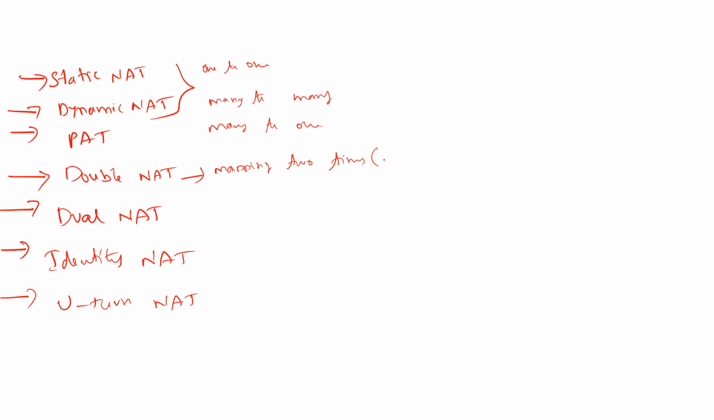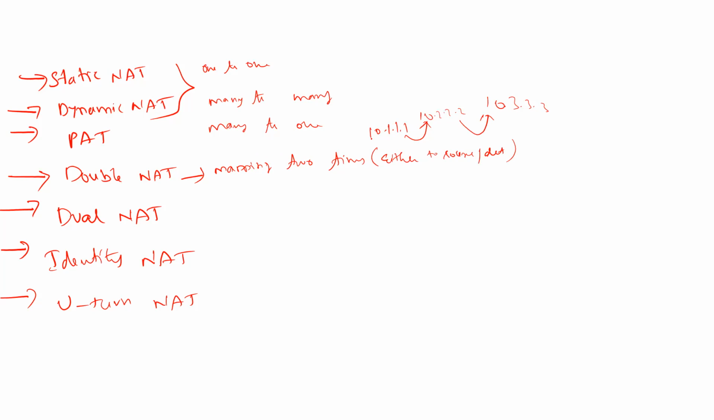Either it is to source or destination. So what happens here? Suppose we have one IP address, as an example, 10.1.1.1. So we are converting this IP two times: we convert it to 10.2.2.2, and from there to 10.3.3.3. So we are converting two times, right?